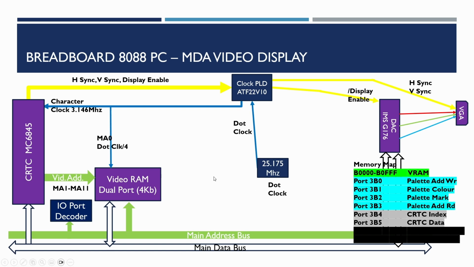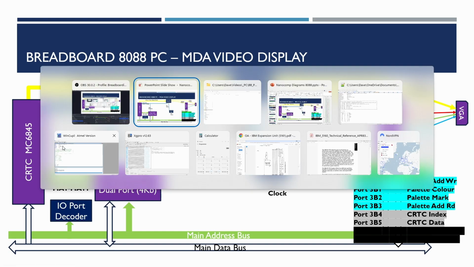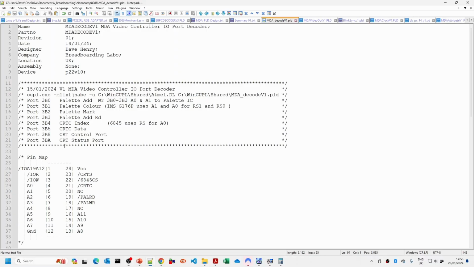So let's have a look at testing the IO port decoder first. The easiest way to do this was actually just to pull the chip out and put it in the programmer, and I have done some tests for this particular device. So let's have a look at the PLD definition first.